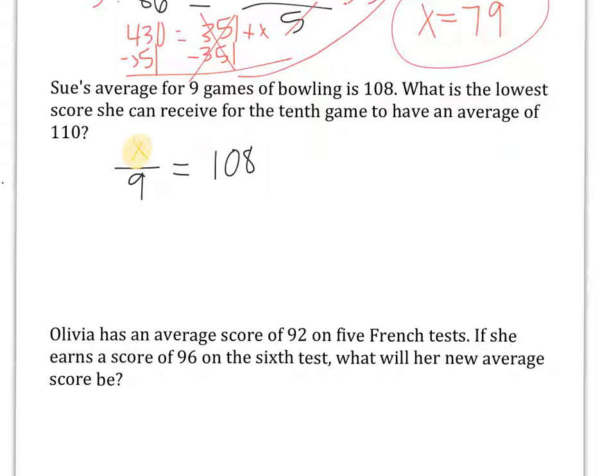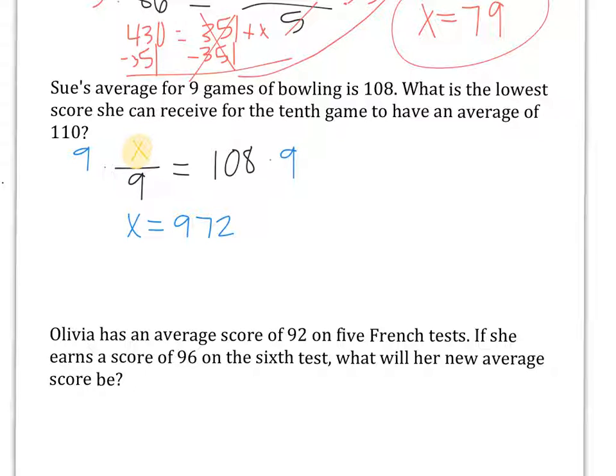Now, we don't necessarily have to know how many points she scored each game per se. Like in the last example, we knew what the score was of each test. We don't need to know that right now for this example. We do need to know her total. So now I'm going to solve for x here, the total points she had for her 9 games. So I'm going to multiply by 9, and 108 times 9 is 972 total points that she had for her 9 games of bowling when she averaged 108.